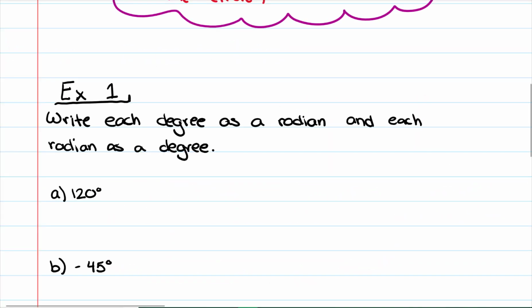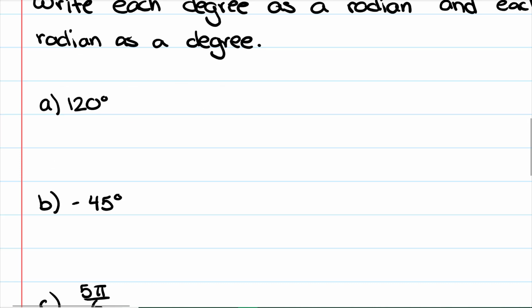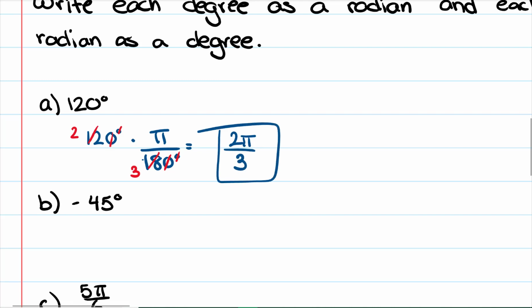So example 1, we're going to write each degree as a radian and each radian back as a degree. For part A, we have 120 degrees. So I take the 120 degrees and I multiply by pi over 180 degrees. And so we simplify, so the degree signs cancel, the zeros cancel, and you can divide both of these by 6. So you end up getting 2 pi over 3. And that's it. Pretty easy.